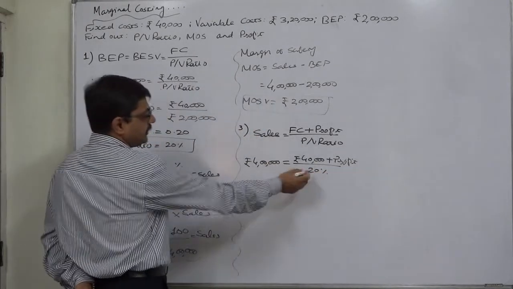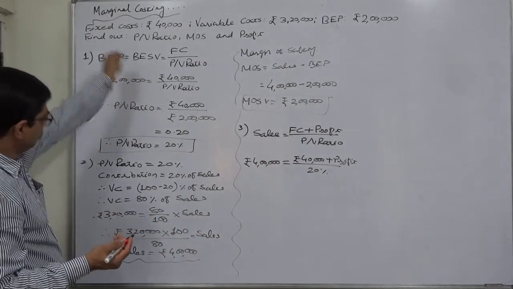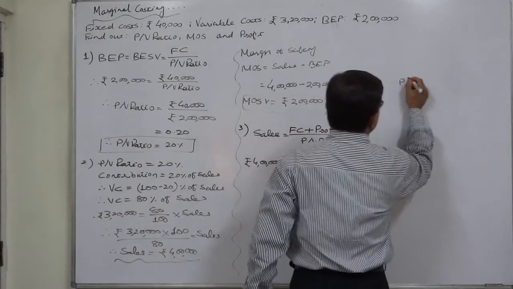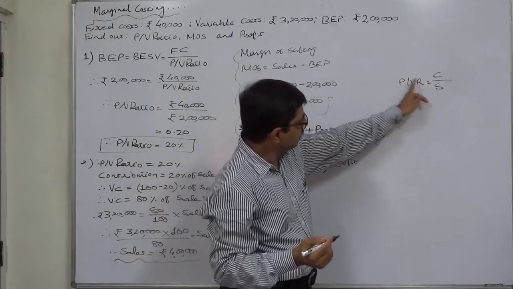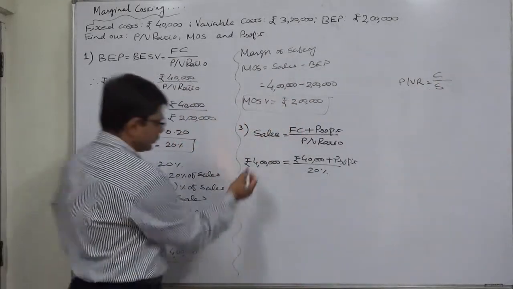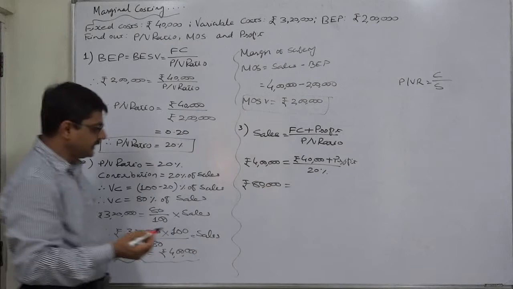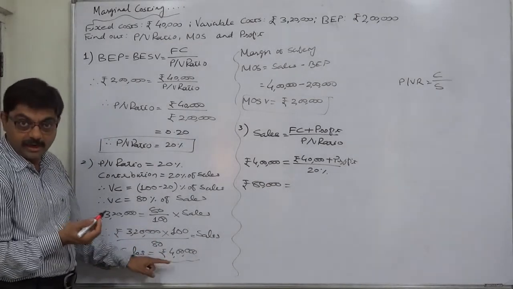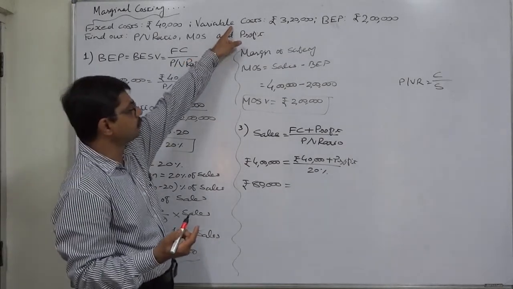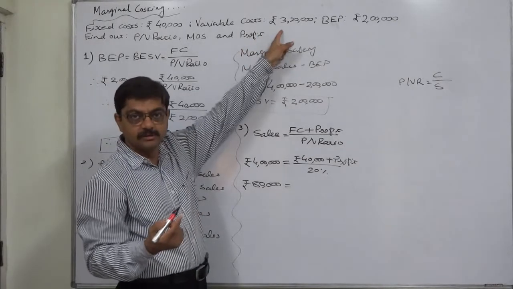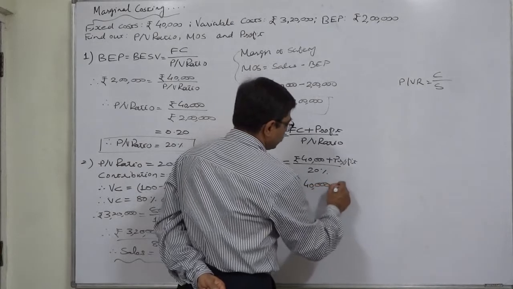The cross multiplication of these two is actually sales into PV ratio. See the formula of PV ratio: contribution upon sales. So multiplication of sales and PV ratio gives us the contribution. Sales into 20% is rupees 80,000. This 80,000 is the contribution earned on sales of 4 lakh. That can be reconciled by the formula sales minus variable cost equals contribution. 4 lakh minus 3 lakh 20,000, 80,000 is contribution. 40,000 is fixed cost.